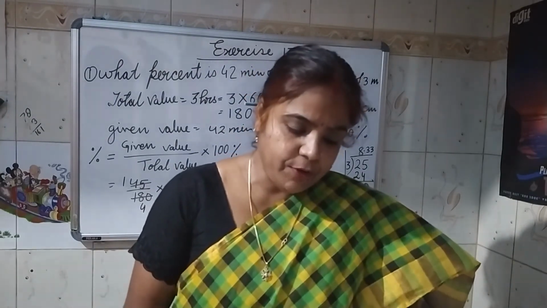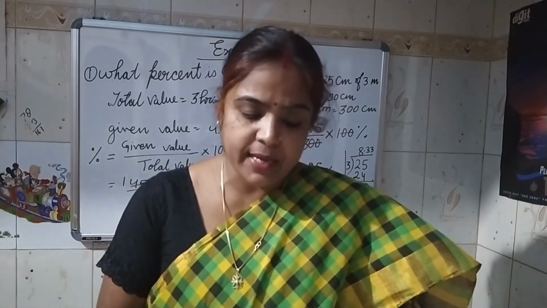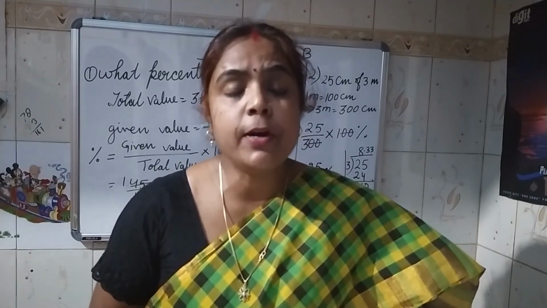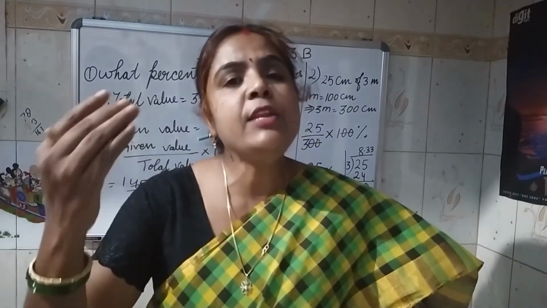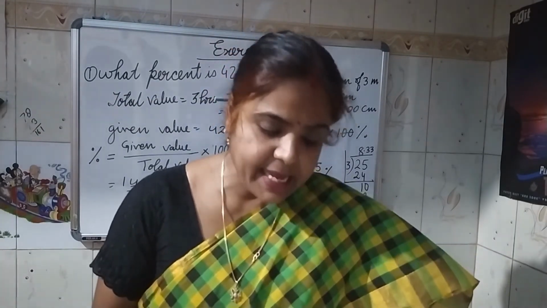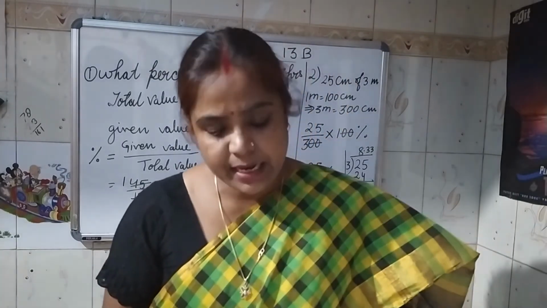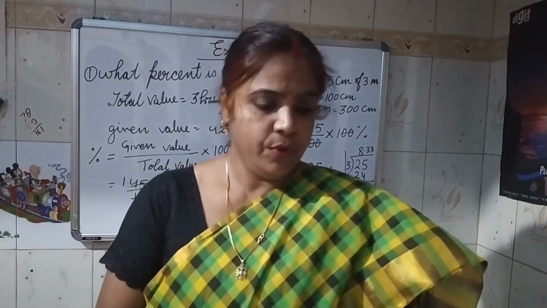Before solving problems, I would just make something clear. In question number 2, express the following: all units are not the same. So what you have to do first is convert the bigger unit into the smaller unit, and then take out the percentage. So if it is rupees, convert it into paise; kilogram into gram; meter into centimeter; liter into milliliter. Clear to you?